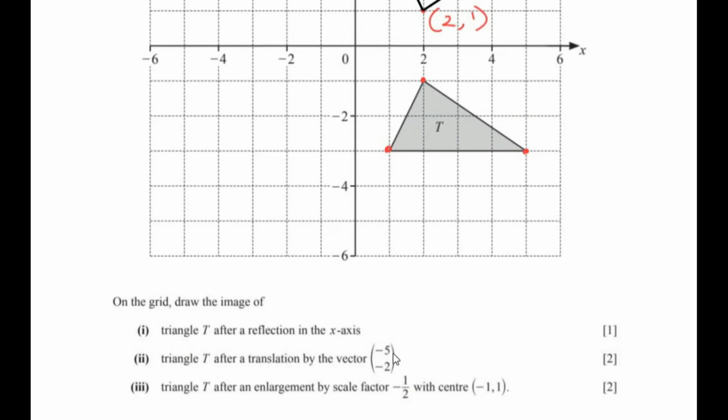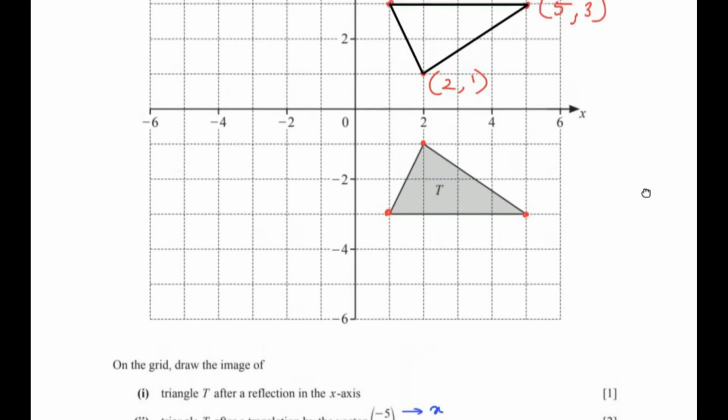This is a column vector in which -5 represents the direction of x and -2 represents the direction of y. If x is negative, we move towards the left, and if y is negative, we go downwards. So we have to move this triangle to the left by 5 units, and then move it down by 2 units. Let us come over here and translate it.